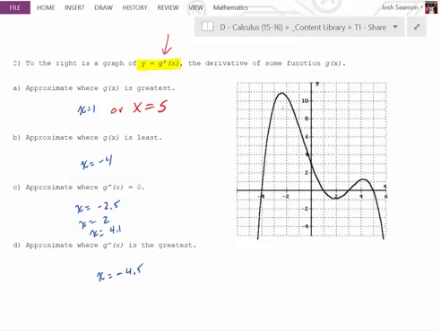x equals -4, because how much has it gone up here? A whole bunch, right? So it's really low, it goes higher, it goes down a little bit, higher, so here, x equals -4. So how do you figure out where g double prime is 0? The derivative of this is the derivative, right? So where's the derivative of this 0? Here, here, and here. So what is that? It's like -2.5, 2, and 4? 4.1, yeah.